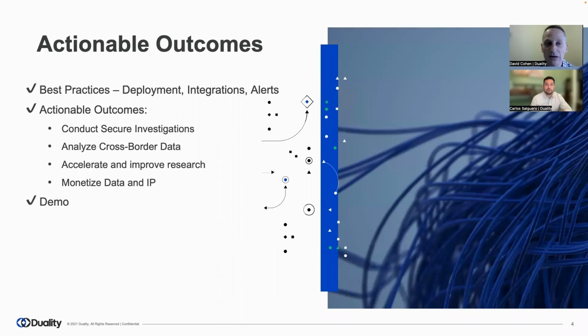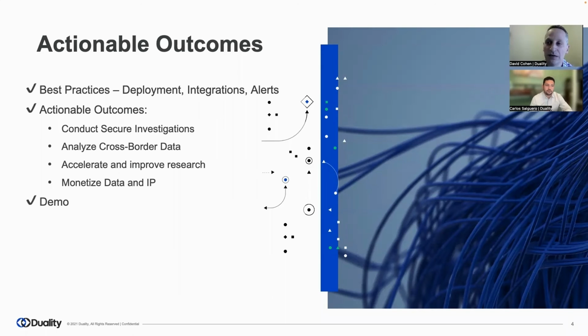In terms of actionable outcomes, it really depends on the industry. We provide some examples from multiple industries such as finance, insurance, healthcare. The solutions and actionable outcomes can be defined, for instance, to conduct a secure investigation between different teams, to analyze cross-border data and link between multiple organizations, accelerate and improve research between multiple entities, and monetize the data and your IP in order to enhance any other analyses that can be done by other organizations.